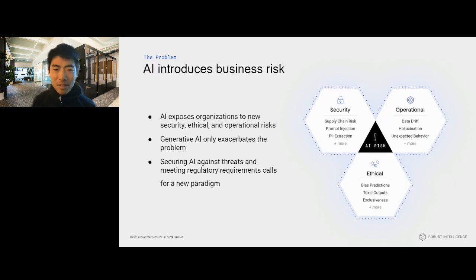At a very high level, I think Nick had a great presentation, but we're trying to solve this problem of AI risk, where AI exposes organizations to unmanaged risk. We like to think about AI risk in three categories: security, ethical, and operational. Security is like the ones Nick mentioned, such as prompt injection, data leakage, and PII extraction. Ethical: the model giving out toxic or biased outputs. Operational: problems like hallucination, data drift, and so on.